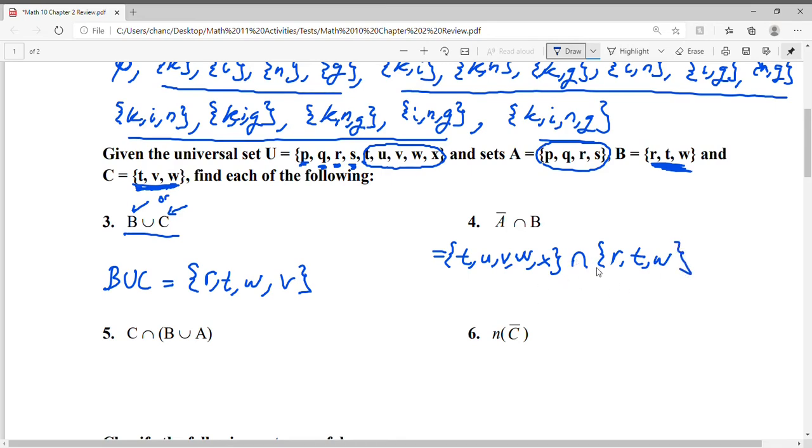Now, the intersection is what is in both. So we're looking for any overlaps. What's in both? They both have a W. And they both have a T. So the intersection is the overlaps or what's in both. So we have a T and a W that's in both.